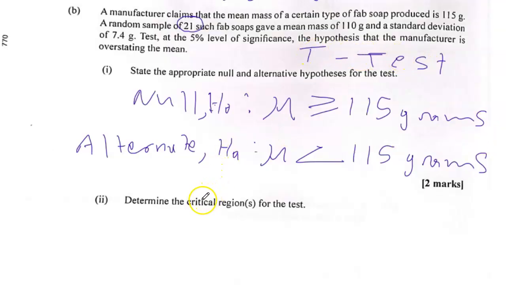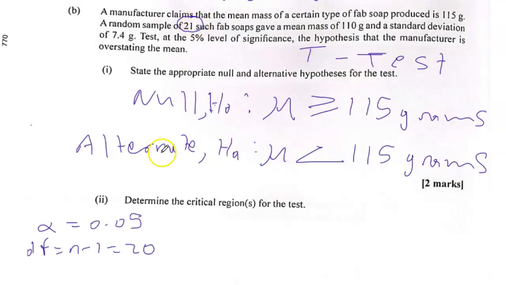Now, the critical region, the critical value. Remember, we're using level of significance alpha as 0.05. So we go to our t table. But we also need the degree of freedom. The degree of freedom is n minus 1. N was 21, so the degree of freedom is 20. Alright, so we can get our critical value.